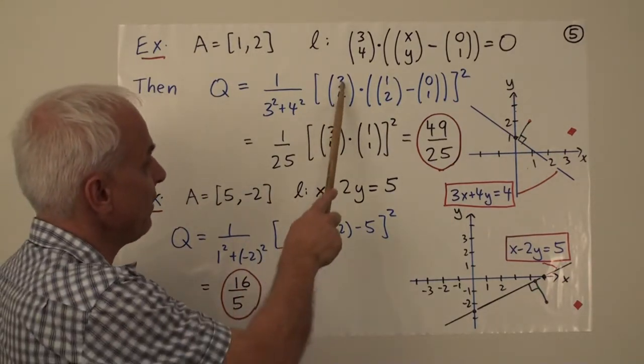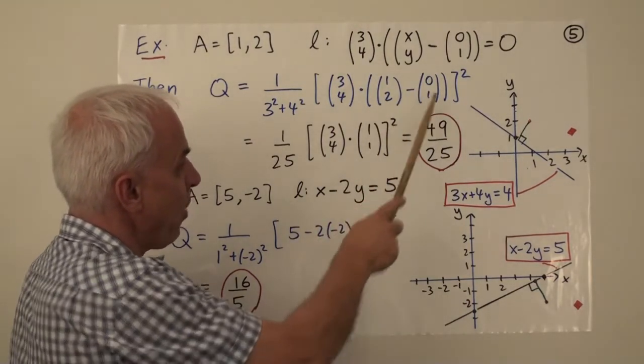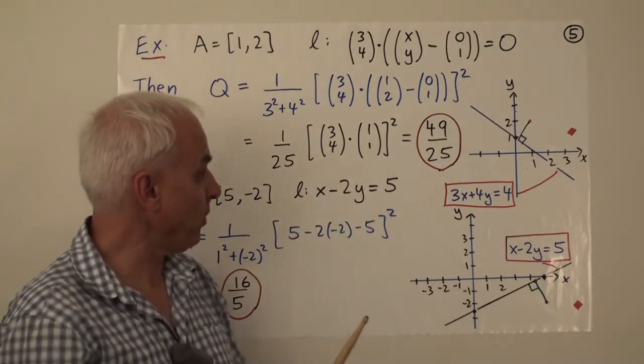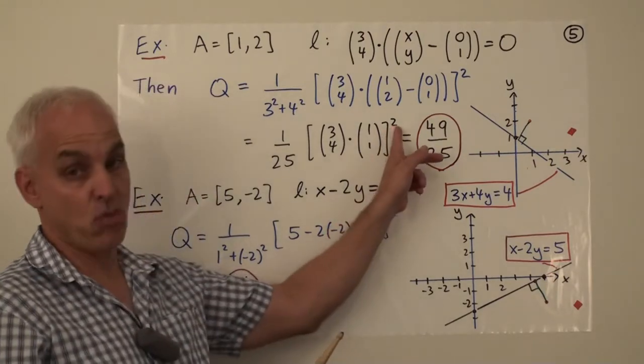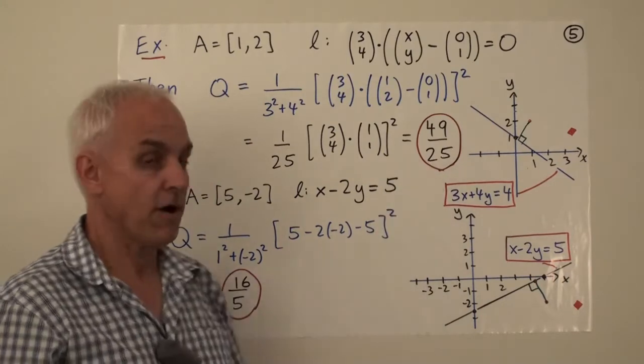Okay, so there's a 25. And then we're going to get (3, 4) dotted. Well, we might combine these things here to give us the vector (1, 1). There it is there. When we take the dot product of (3, 4) with (1, 1), we're going to get 3 plus 4, which is 7. And that 7 has to be squared. Remember the square here. For a total of 49 over 25.